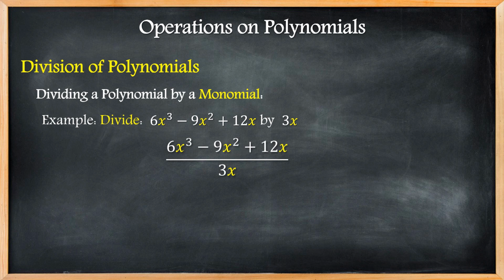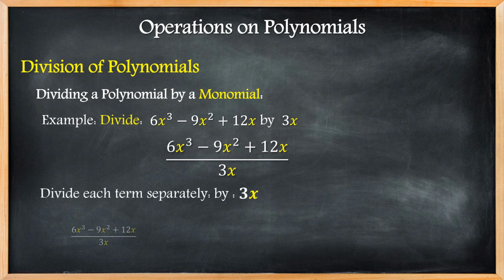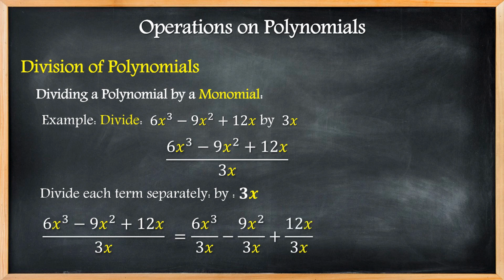Example: divide 6x cubed minus 9x squared plus 12x by 3x. We follow these steps. Step 1. Write the expression as separate terms. We divide each term of the polynomial by the monomial separately. 6x cubed divided by 3x minus 9x squared divided by 3x plus 12x divided by 3x. Step 2. Divide each term.